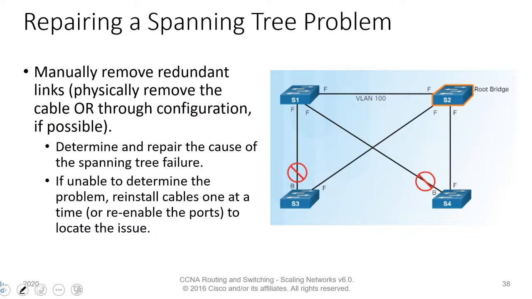One of the things we can do is manually remove the redundant link. We can manually unplug it, or disable the link through configuration, let the spanning tree calculations be done again, and then reconnect and see if things are working properly. That is something we may do at some points as well.